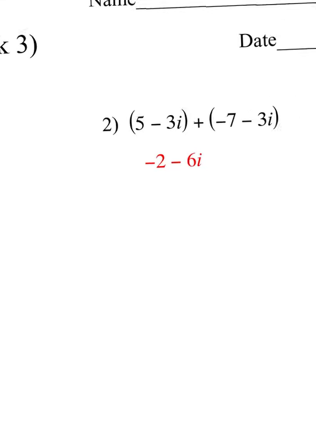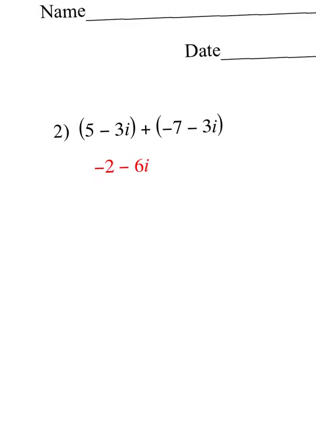Alright, number 2 will be the same type of problem. In fact, this will be a little easier because this is the plus sign, so that means you don't have to distribute out any negatives. So you just simply drop the parentheses. 5 minus 3i minus 7 minus 3i. In the last problem, we had to distribute out a negative, but on this one, again, this was a positive number, so we don't have to worry about that.